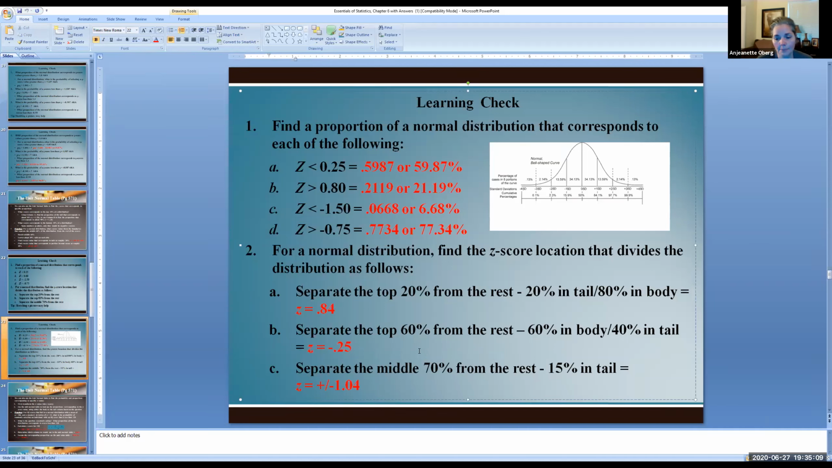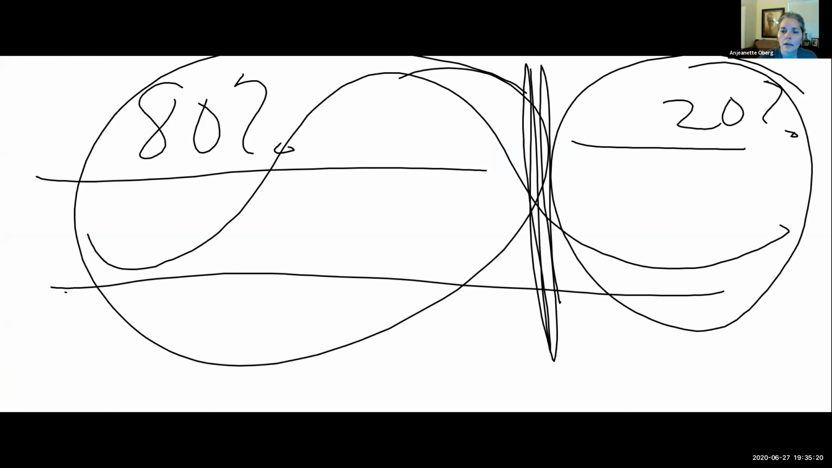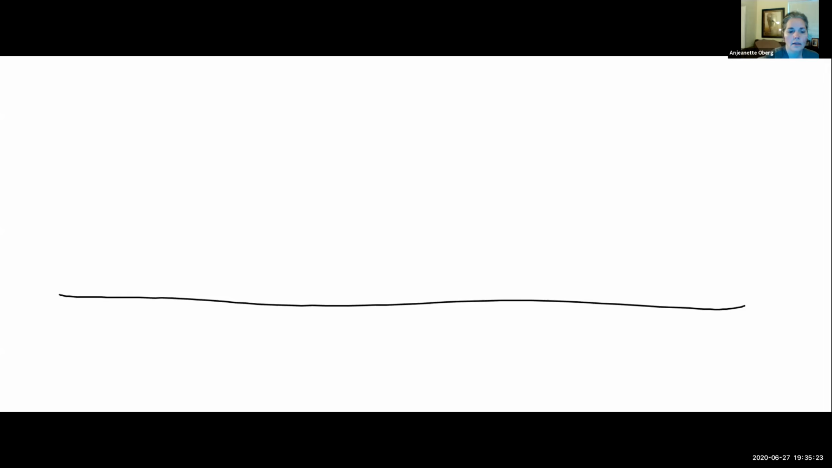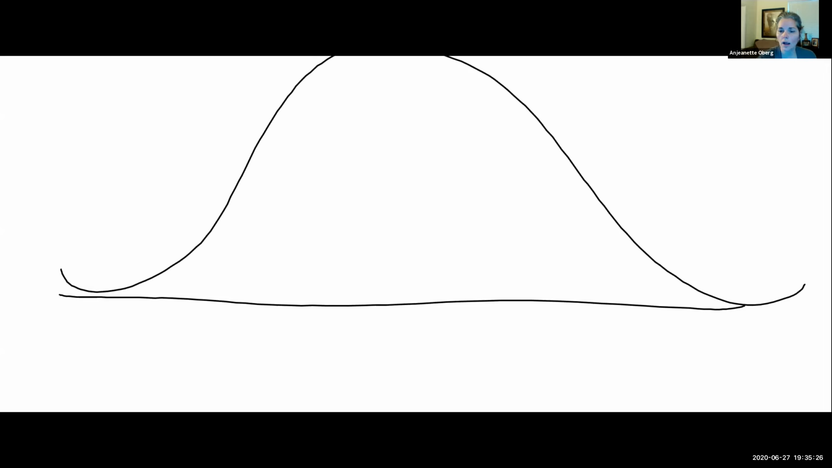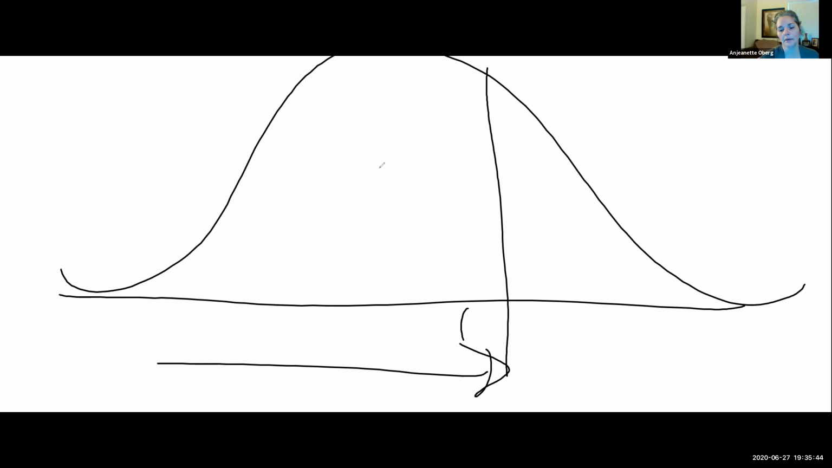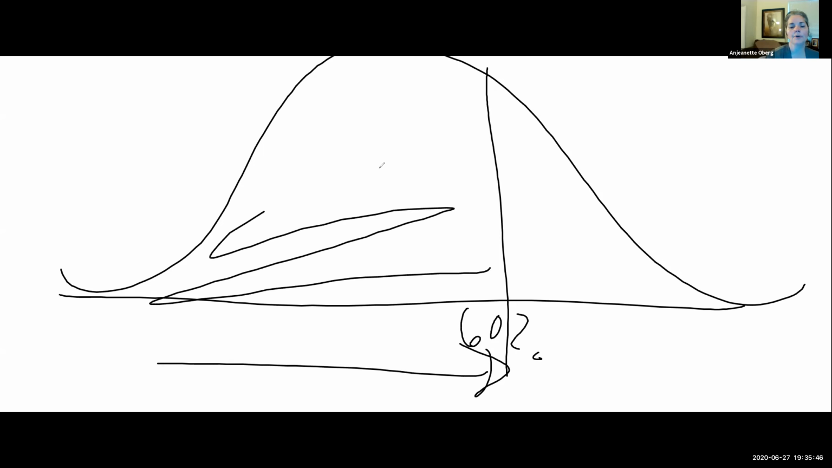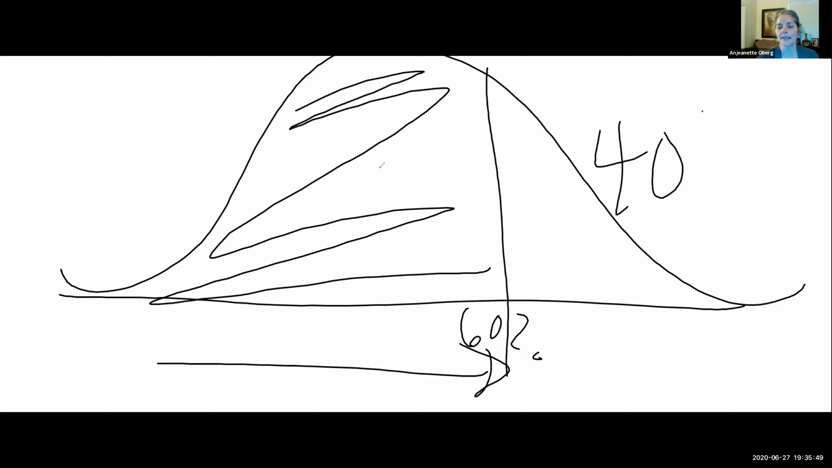Now, separate the top 60% from the rest. So when I do that on my drawing, it wants me to look at about 60%, 40%, right? So it's saying the top 60%, okay? That means there's 60% in the body and 40% in the tail.